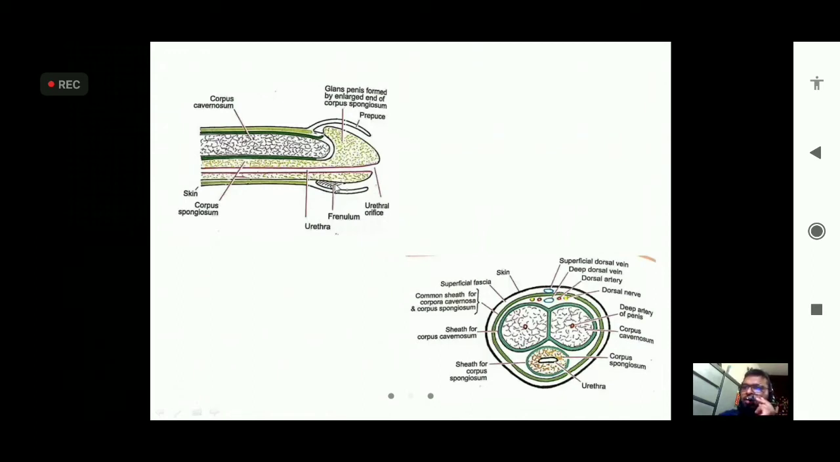And this is the frenulum, which is holding the corpus spongiosum with the prepuceal skin. It is very important because the frenular artery is there, so we have to block it properly and have the bleeding arrested from here, or else the frenular artery, if it is opened during circumcision, would cause bleeding.